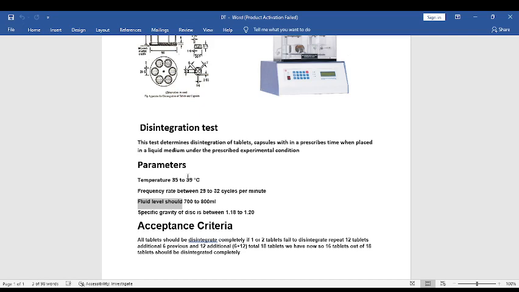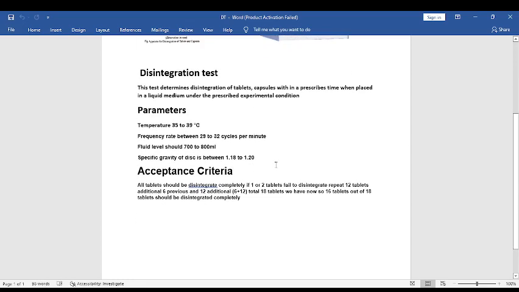Now let's move towards acceptance criteria. Acceptance criteria is very easy. All tablets should be disintegrated completely, but if one or two tablets fail to disintegrate, repeat with 12 more tablets. So previously we had 6 tablets and 12 additional, a total of 18 tablets we have now.